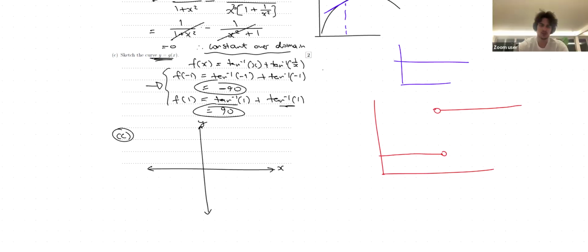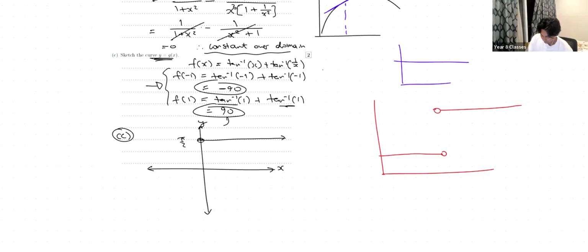Right. Okay, and should this be a closed or open circle here? Open circle. Good. Okay, and what about on the left? Negative pi on 2. Very good.